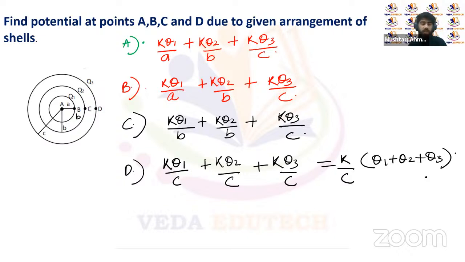So this is how we can calculate the net potential in different arrangements. The concept is that if the point lies inside the particular shell, the potential will be the same as that on the surface. If the point lies outside the particular shell, the potential will be like a point charge at a distance of R.